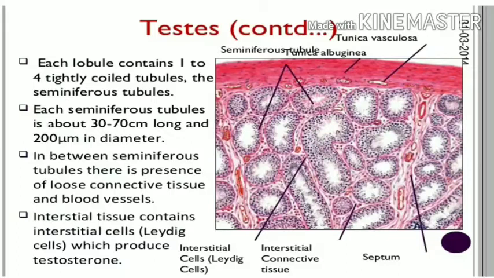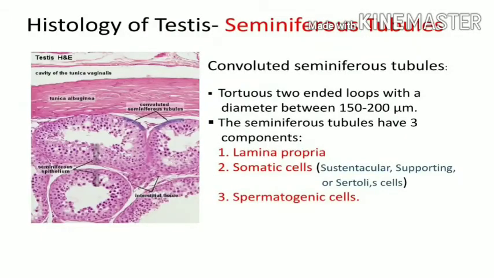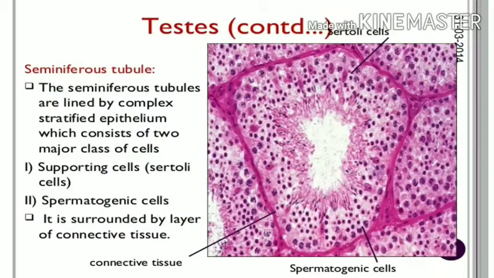Each seminiferous tubule is lined by germinal epithelium resting on a basement membrane, which is surrounded by fibroelastic connective tissue. The seminiferous tubule has two types of cells: the spermatogenic cells and Sertoli cells. These two cells are a part of the seminiferous tubule. First, let's discuss the spermatogenic cells.